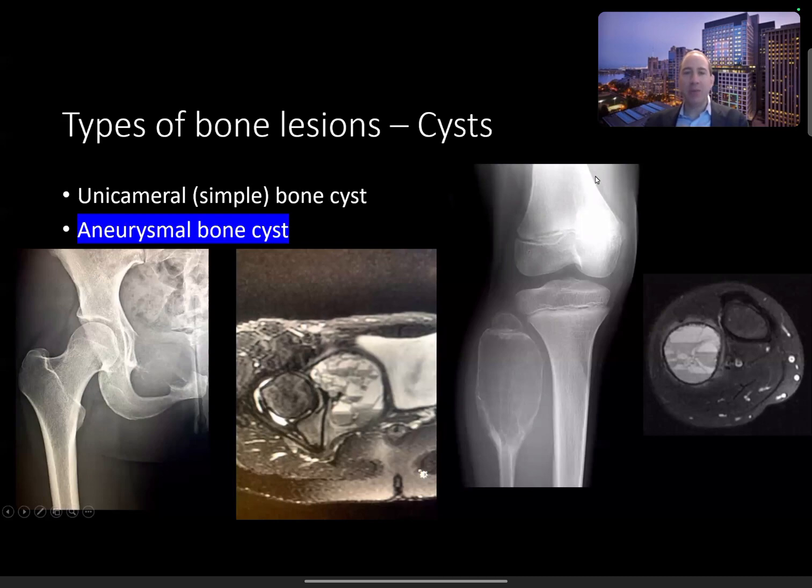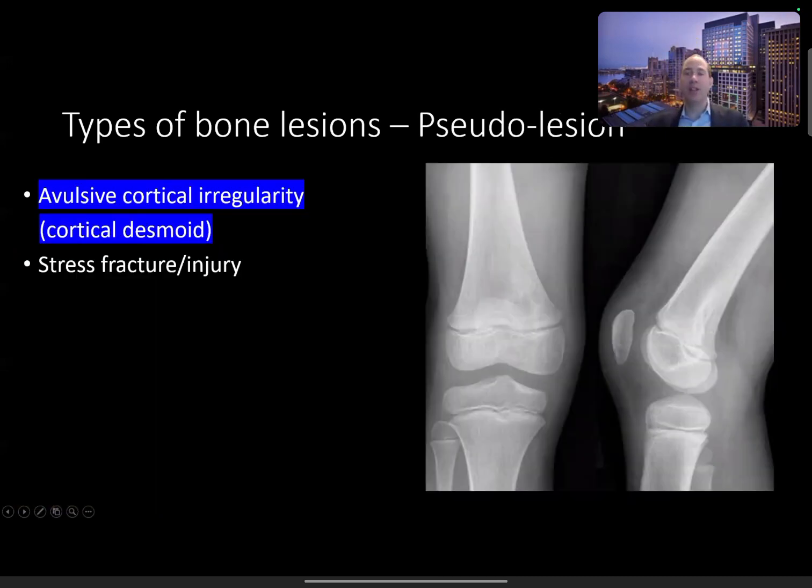This is what we call a pseudolesion. This is an important thing to realize in younger kids, especially. A lesion that is unnerving. You're looking at the frontal, and you see a lucent lesion in the metaphysis. But when you go to the lateral, you can't really find it in the medullary space. You kind of wonder, where is this lesion? It's actually embedded in the cortex, this small little lucent area.